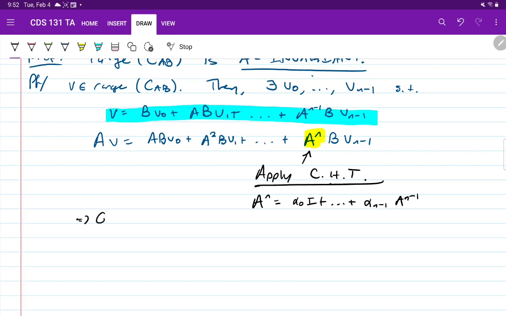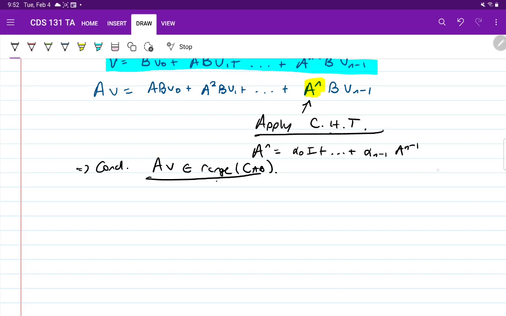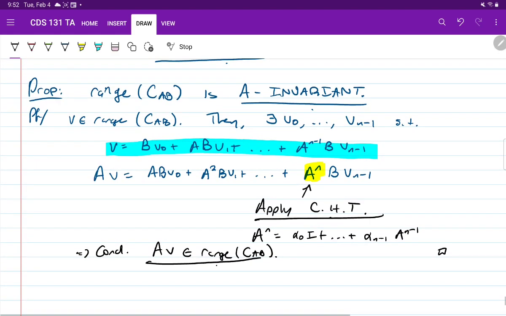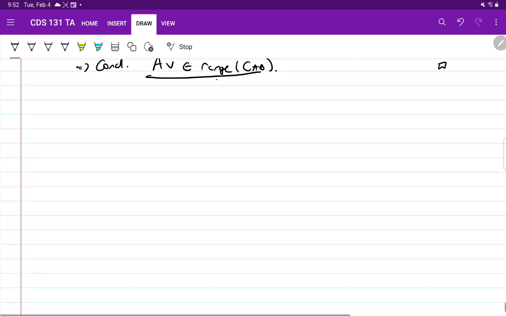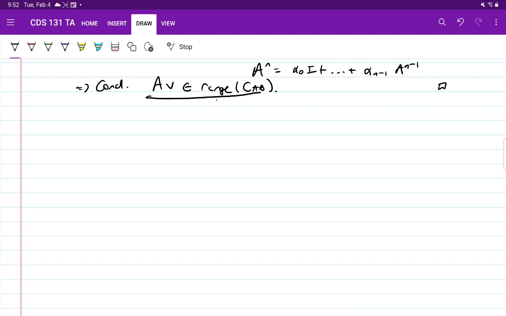And from there, we can conclude that A times V will still belong to the range of my controllability matrix CAB, okay? So I do a couple of simplifications, and I see that I could still express it as linear combinations of these A to the i times B, where i goes up to power n minus 1, okay? All right. So with this said, let's go ahead and state our final result, okay?